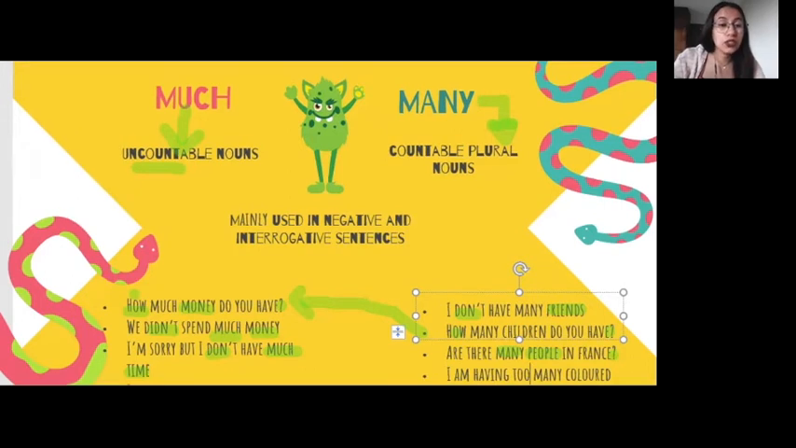And we are going to use a different quantifier for affirmative sentences. Vamos a utilizar un cuantificador diferente para las oraciones afirmativas. Y nos vamos a mover entonces a nuestro siguiente cuantificador.